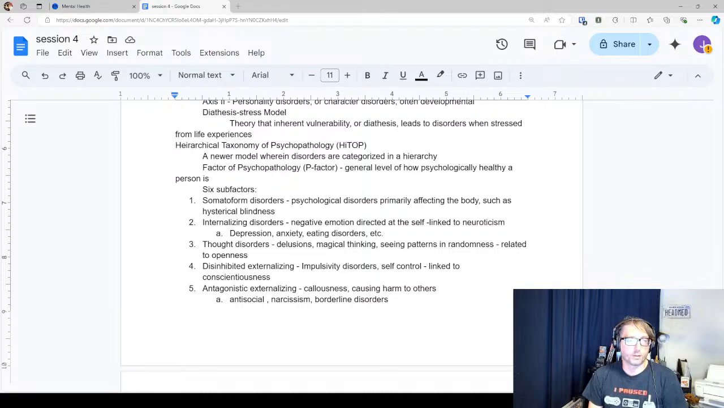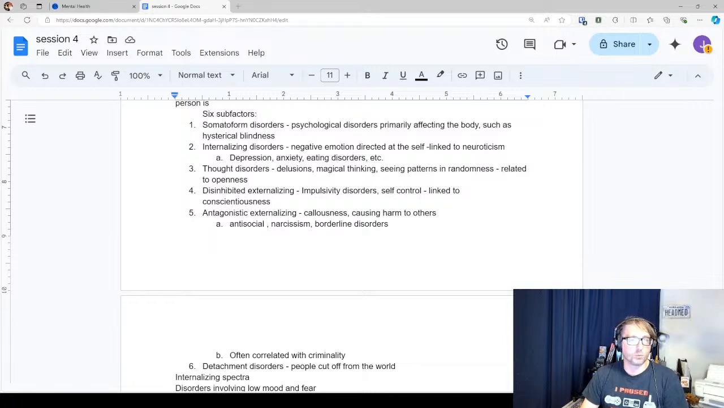Somatoform disorders are psychological disorders that are body centric, such as hysterical blindness. He didn't really go into that because it's not something that we see a lot anymore. Then we have the internalizing disorders, which are negative emotion directed at the self, linked to neuroticism on the five-factor scale. We have depression, anxiety, eating disorders, and stuff like that. And 3 are thought disorders: delusions, magical thinking, seeing patterns in randomness, which are related to openness traits on the five-factor scale. So low openness would cause things like that, or too high.